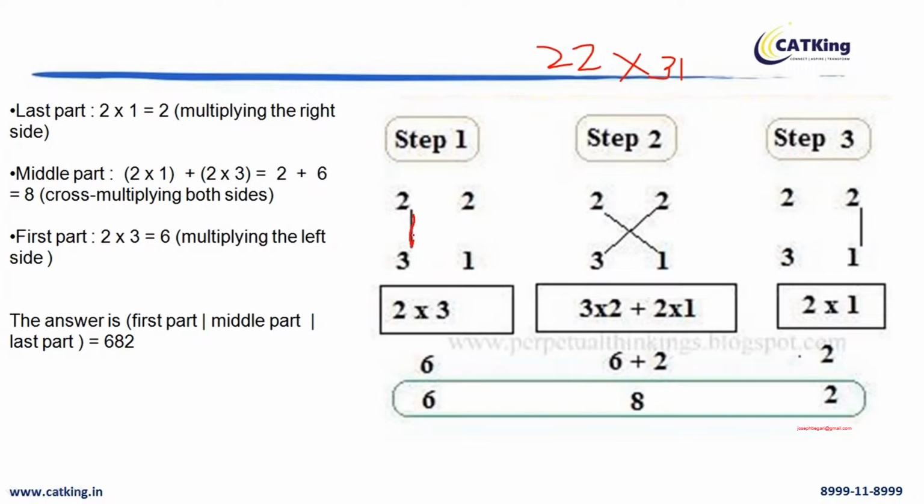2 into 3. When you multiply these two numbers, you will get 6. Right? So this is 6 here. Now in step 2, you cross multiply. So 2 into 1 and 3 into 2. Correct? And then you add these two numbers.